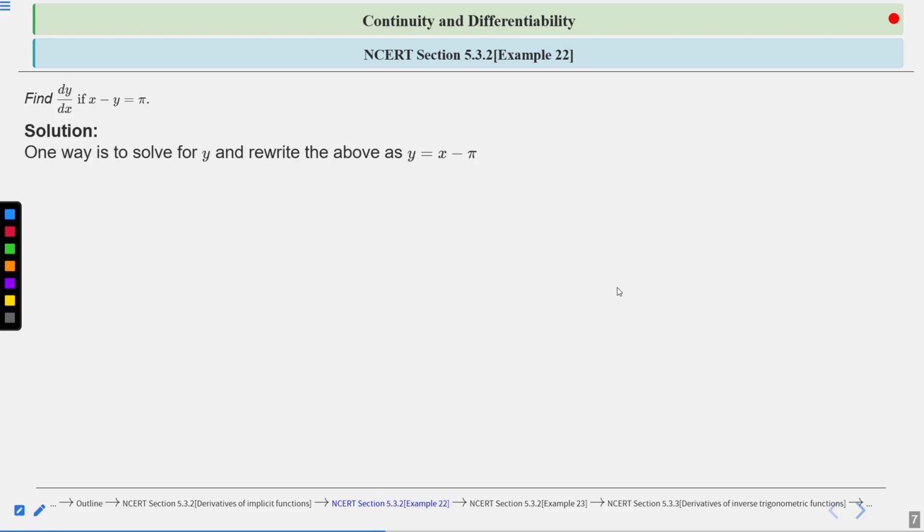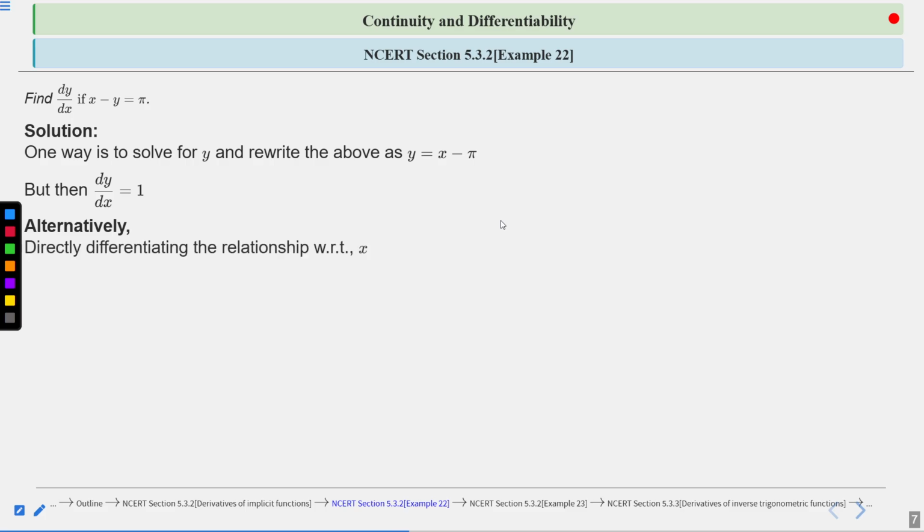One way is to solve for y and rewrite the above expression as y is equal to x minus pi, right? We can write the given expression as y is equal to x minus pi. But then dy by dx will be equal to 1, right? Clear?